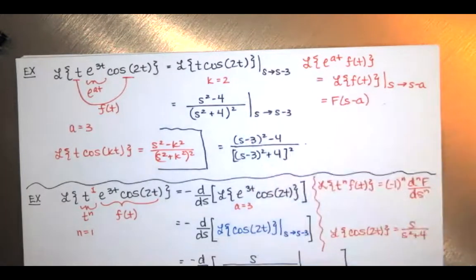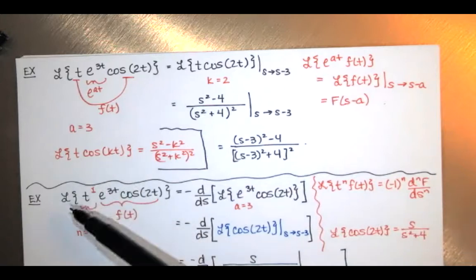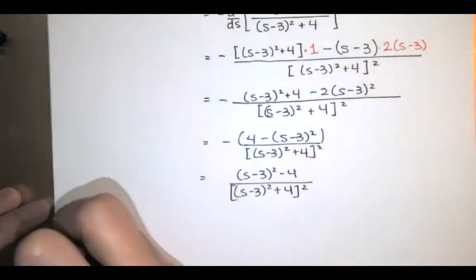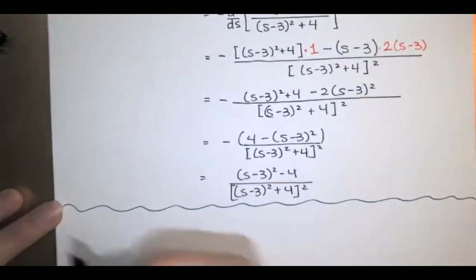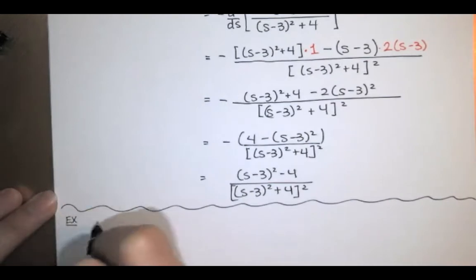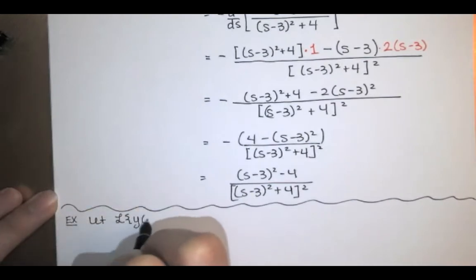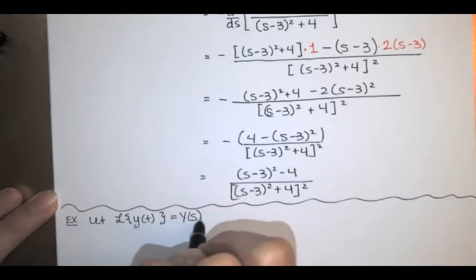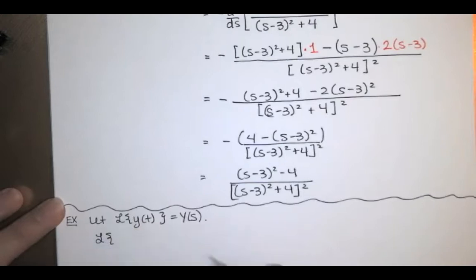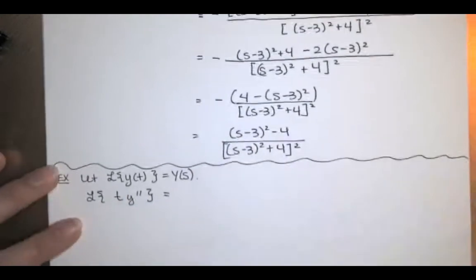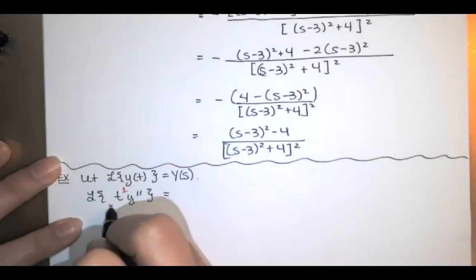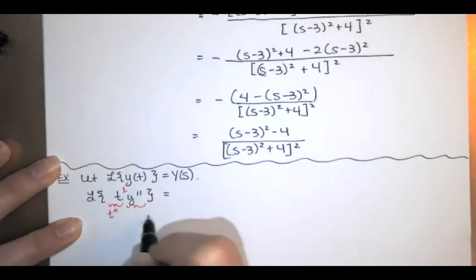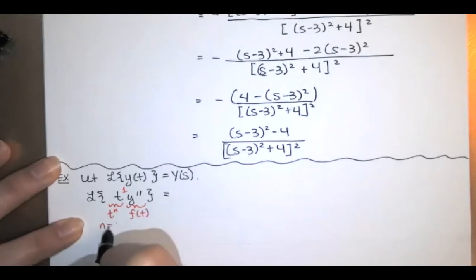Okay, so in practice, we don't actually use this in this way. Typically, we use this in this other way. Let's say you're solving a differential equation and your differential equation has variable coefficients. Let's say that the Laplace transform of y of t is equal to big Y of s, and you want to compute the Laplace transform of t times y double prime. Well, according to our theorem, this is t to the n times f of t, n is equal to 1.